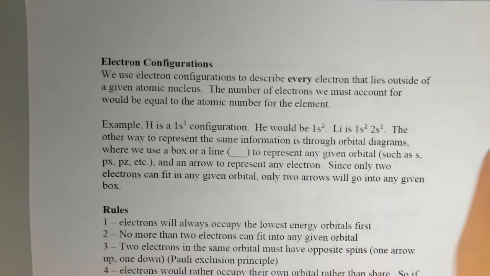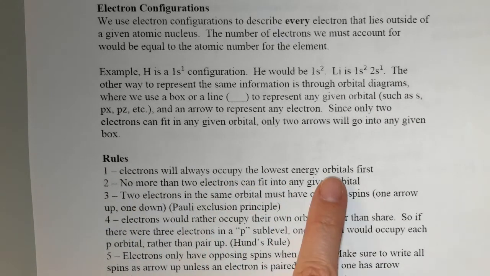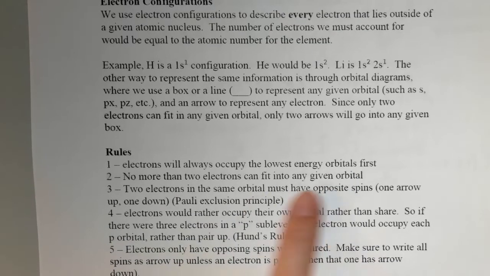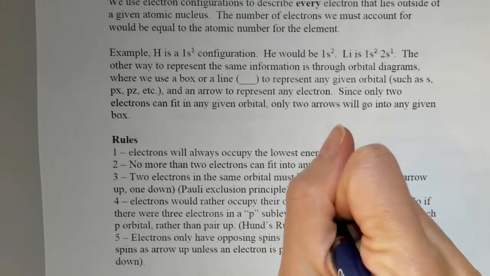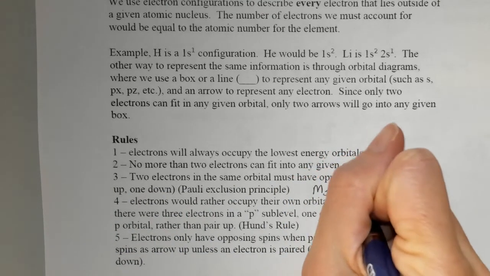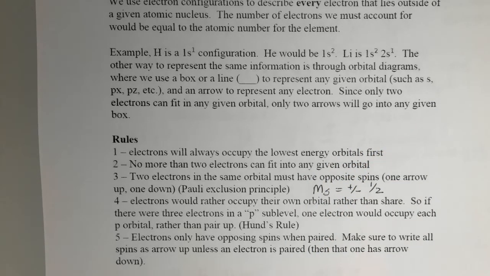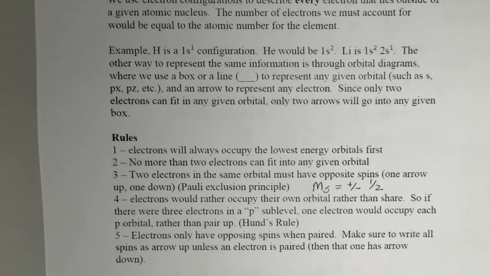All right, and then on the next page, what we look at here, when we do those electron configurations, electrons will always occupy the lowest energy orbital first, the 1s, right, that always goes first. No more than 2 electrons can fit in an orbital, we just talked about that. The 2 electrons in the same orbital must have opposite spins. We saw that with that spin quantum number in the last chapter. It's either plus or negative 1/2, right, for that m sub s. So we're going to show opposite spins when we do orbital diagrams.